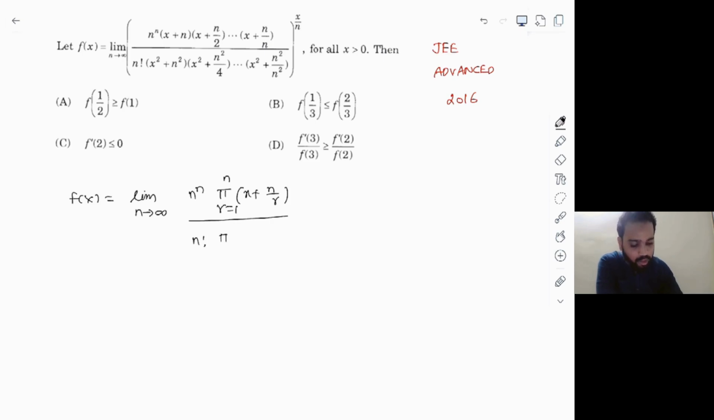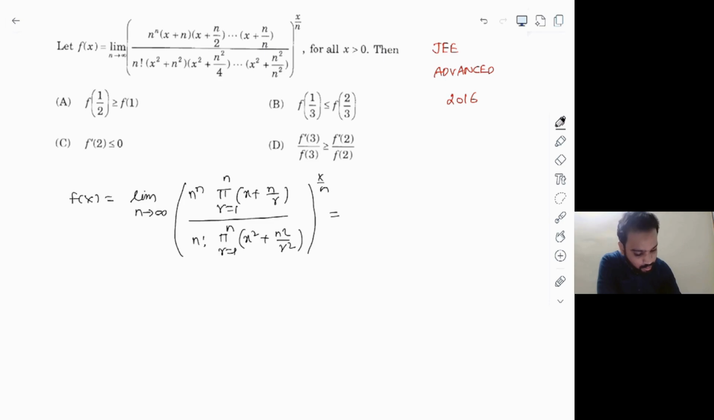Now, what is the general term in the denominator? It is clearly x square plus n square divided by r square, right? So, I'm going to write it as pi notation. r equals 1 to n of x square plus n square divided by r square. And then we have whole to the power of x by n also. Okay. Now, let us try to simplify that part here.